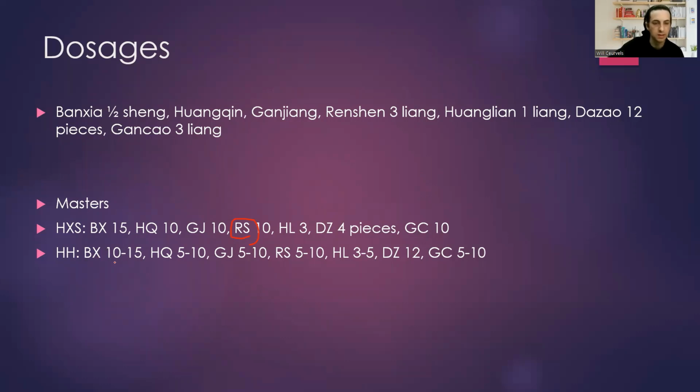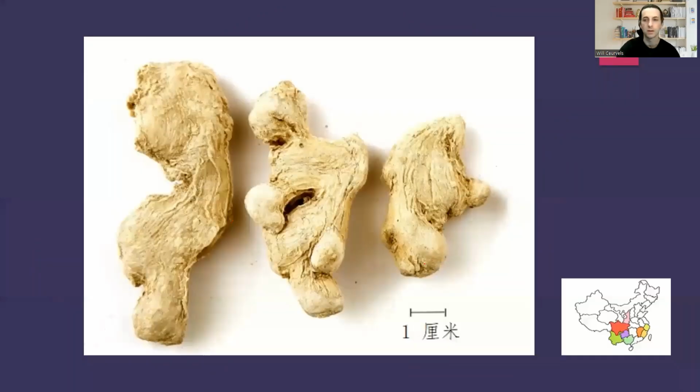Huang, by contrast, puts Banxia at 10 to 15, Huangqin at 5 to 10, Ganjiang at 5 to 10, Rensen 5 to 10, and so on and so forth. And you can see that for Huang, he can sometimes use slightly lower doses in Banxia Xiexin Tang. Okay, so let's now take a little peek at the herbs here. So the first herb, can you guess? I assume you probably can. This is Ganjiang, right?